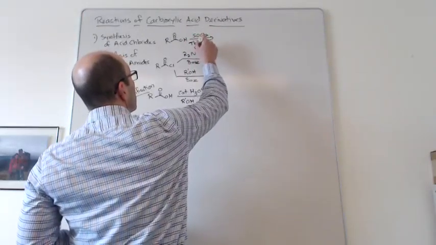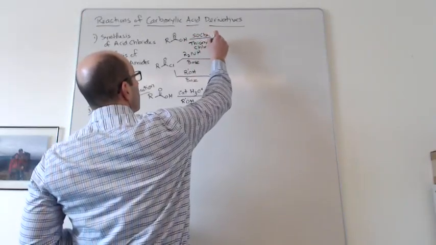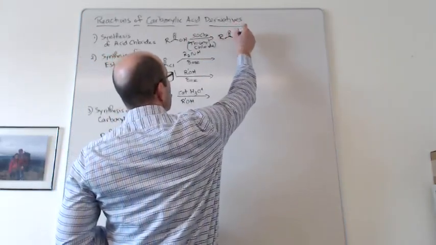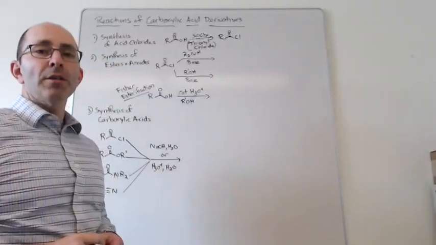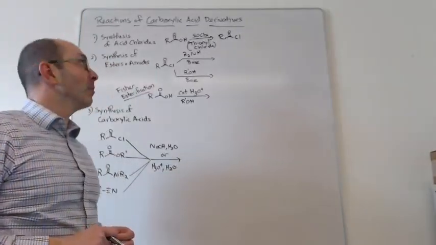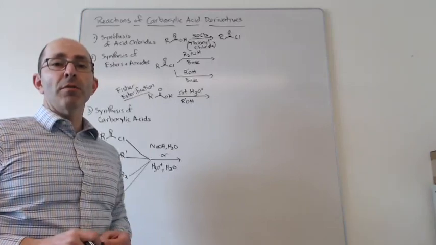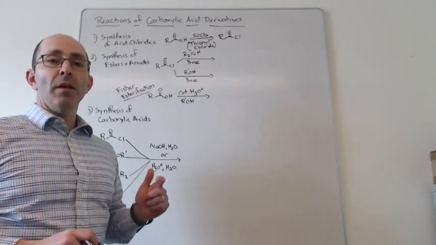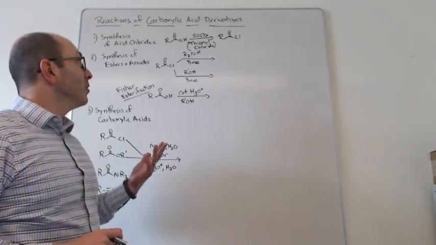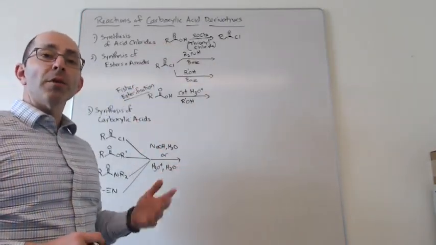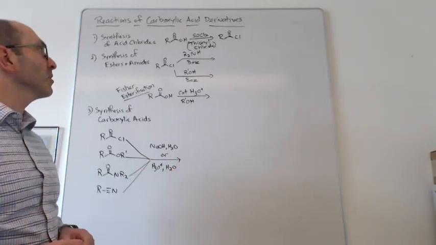Thionyl chloride. And that will generate an acid chloride. Acid chlorides are very versatile. They enable you to make any other carboxylic acid derivative. You can make an amide, an ester, you can make a carboxylic acid, which is kind of silly because you just had a carboxylic acid, but they're very useful if you want to make amides and esters.